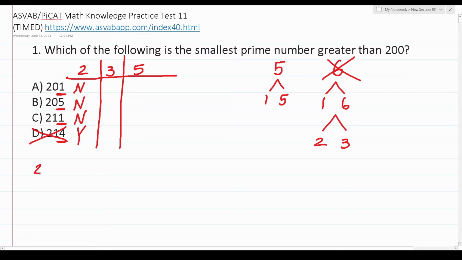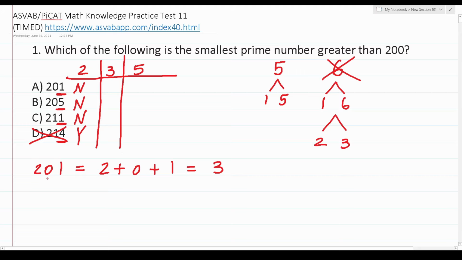Let's sum its digits. Again, we're looking at the number 201. So let's do 2 plus 0 plus 1. 2 plus 0 plus 1 is 3. Is 3 divisible by 3? It is. 3 divided by 3 is 1.